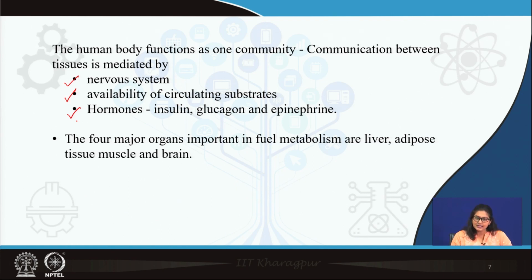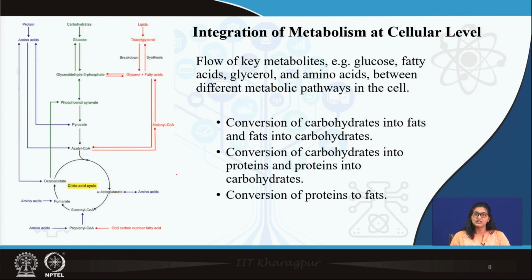Now, based on these concepts, the major organs whose fuel metabolism we are going to discuss are the liver, the most important organ, then adipose tissue, muscle, and also brain. We are going to discuss the metabolism of all these organs. But before that, let us see how integration occurs at cellular level. As I told you, all these anabolic and catabolic pathways are synergistic, occurring in a single cell at the same time.